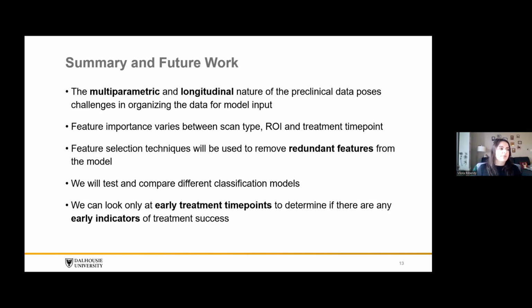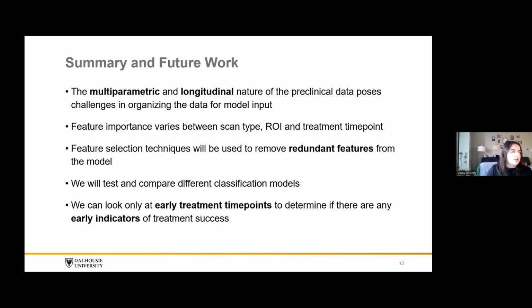Just as a summary, the preclinical data is very multi-parametric, and the longitudinal nature of it poses challenges in organizing the data for model input. We also have feature importance that varies between the scan type, the ROI, and the treatment time point itself. We're looking at feature selection techniques that will be used to remove redundant features from the model to improve accuracy. Also looking to test and compare different classification models, so currently the logistic regression and the XGBoost classification.